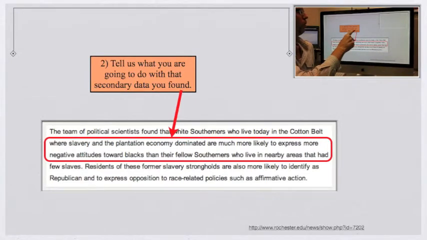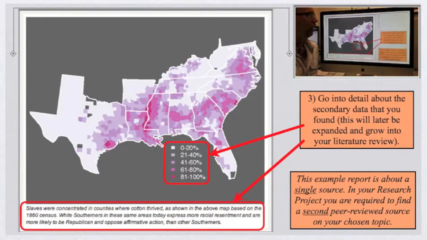Tell us what you are going to do with that secondary data you found. They are going to take a look at it where slavery and the plantation economy dominated are much more likely to express more negative attitudes towards blacks than their fellow Southerners who lived in nearby areas. So that's where this secondary data went at that point in time. Go into detail about the secondary data that you found. This will later be expanded and grow into your literature review.